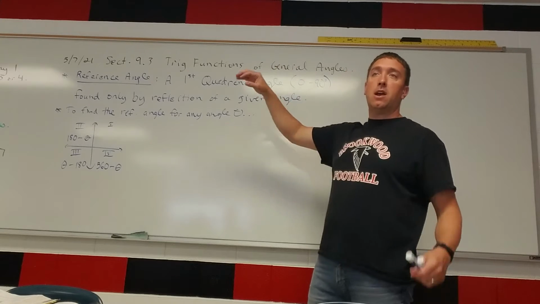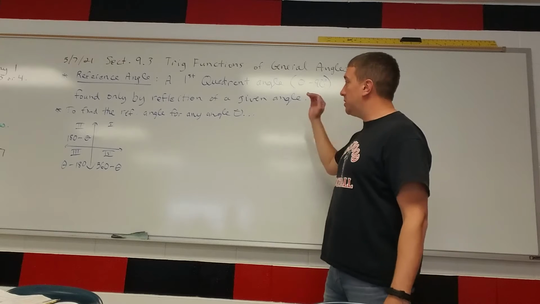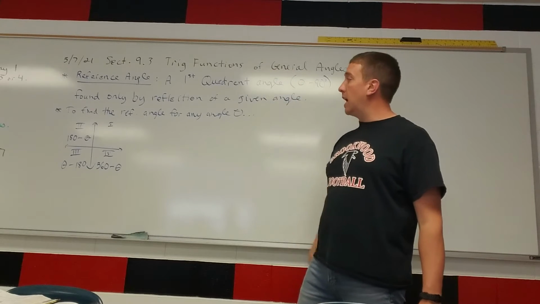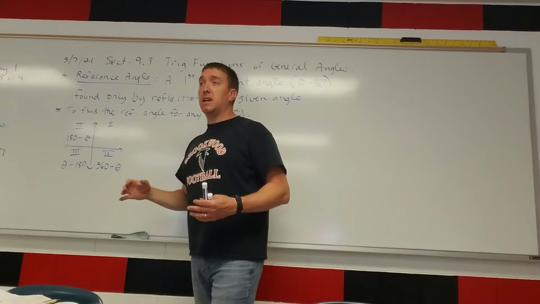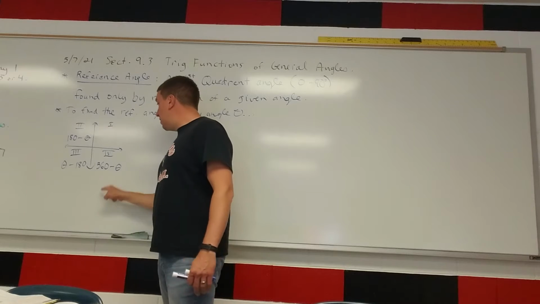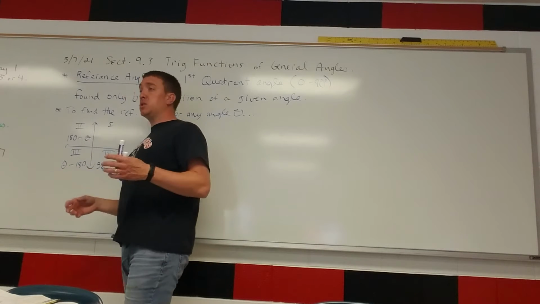What is a reference angle from a picture standpoint? It is a first quadrant angle that you get by just doing reflection. Flipping. That's what reflection is, right? Flipping things up and down, side to side. Okay, now, how do you actually calculate the reference angles? By subtracting. Either you subtract the angle from 180, you subtract the angle from 360, or you subtract 180 from the angle, depending on which quadrant it starts in.